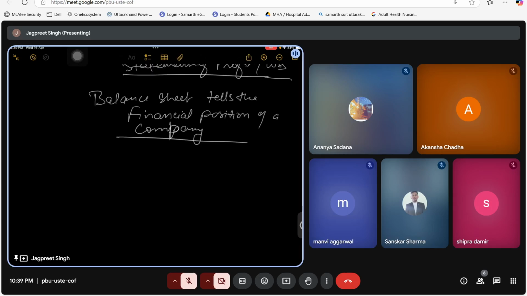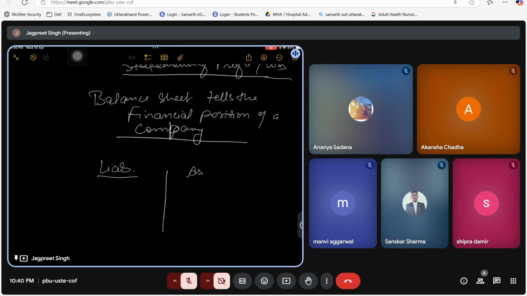Because financial position means how much are we capable to continue our business? Are we surviving in the particular competitive environment, or are we struggling here? Will we be able to continue our business for the next upcoming years, or will we have to close down our business?